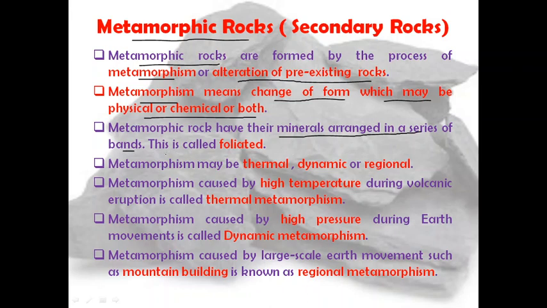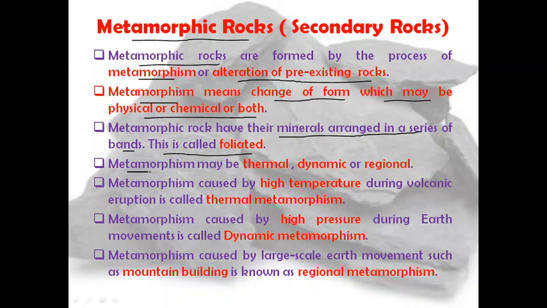Now, metamorphic rocks have their minerals arranged in a series of bands. For that, it is called foliated. This arrangement of minerals in a series of bands in metamorphic rock is known as foliation. And if a metamorphic rock doesn't have the arrangement of minerals in a series of bands, it will be called non-foliated metamorphic rock. Unlike sedimentary rock, which has layers, which has strata, metamorphic rocks are foliated by nature.